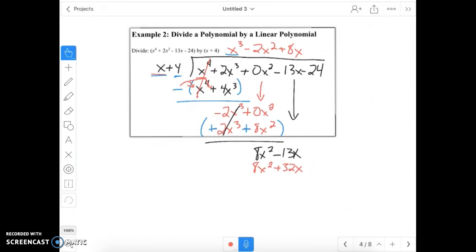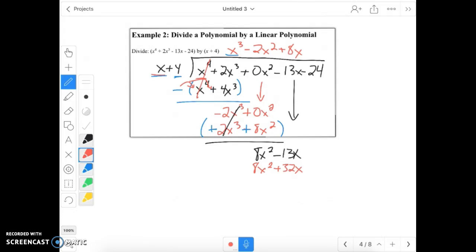Give myself a little more room here. And we have to subtract, so both of those terms will go negative. Again, I'll delete that one outside. These would cancel out. Negative 13x and negative 32x gives me a negative 45x. And I'm going to bring down this negative 24, our last piece.